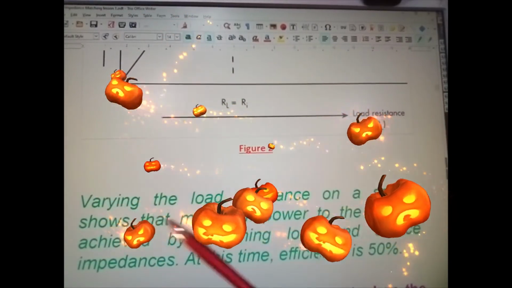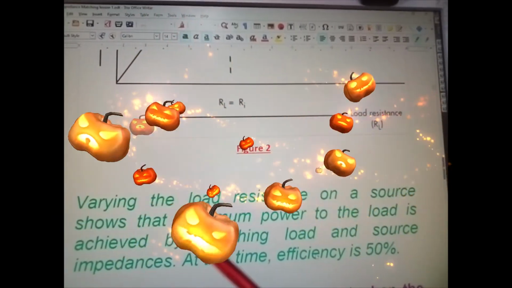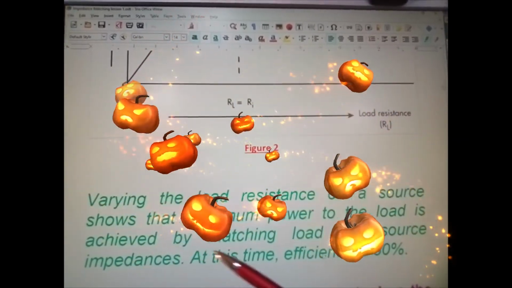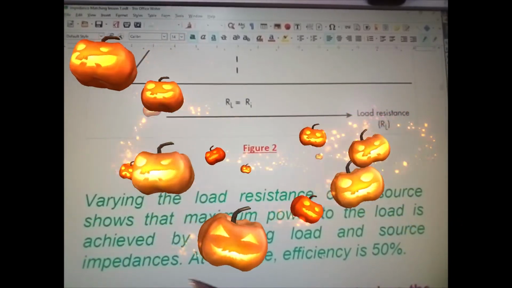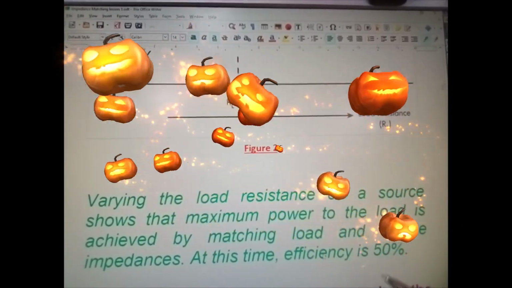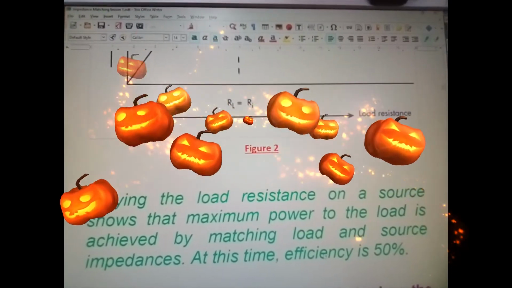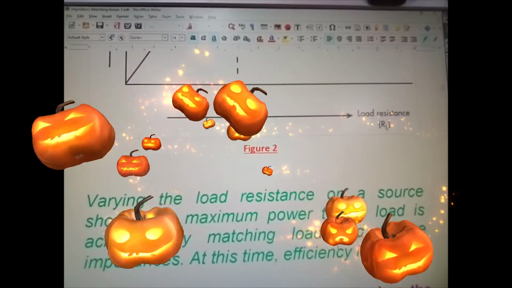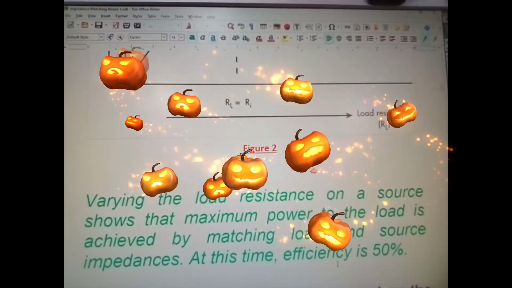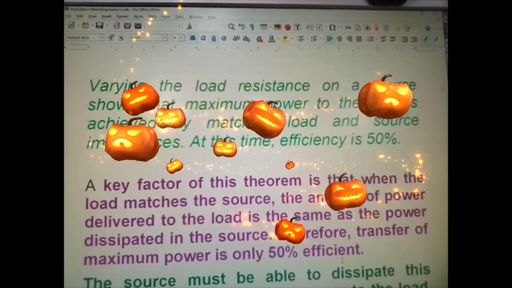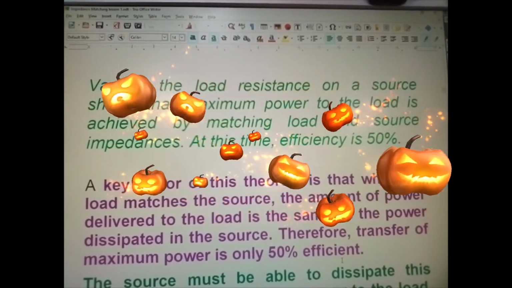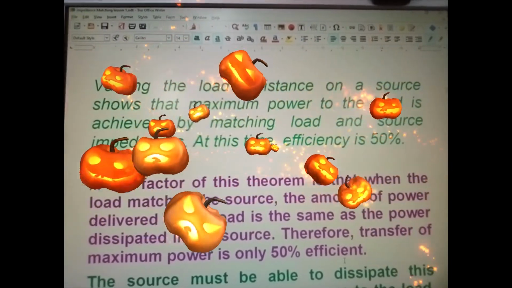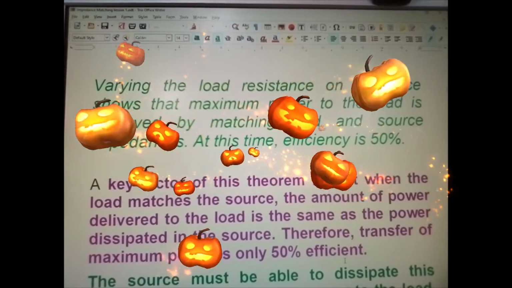Now varying the load resistance on a source shows that maximum power to the load is achieved by matching load and source impedances. At this time efficiency is 50%. But we need it to be more efficient than that. We need to be looking at least 90 to 95% efficiency, if not even better. But again, do some additional reading, as I'm only providing the grounding in regards to impedance matching. So do some additional reading.